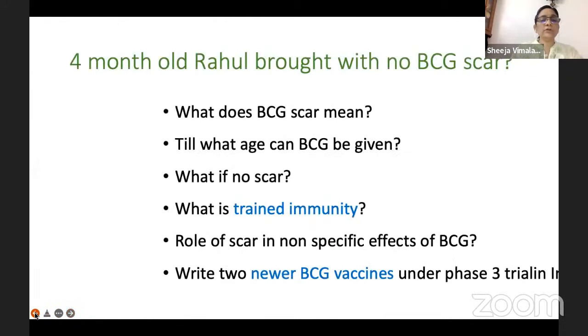So first of all, you need to know, what does a BCG scar mean? A BCG scar only means it is evidence that you have taken the vaccine. It does not mean anything else. It is evidence that you have taken the vaccine.